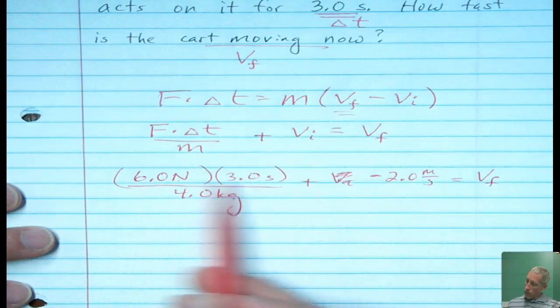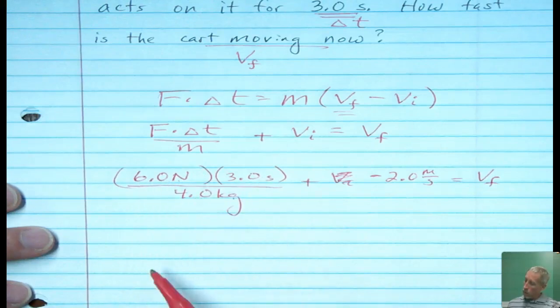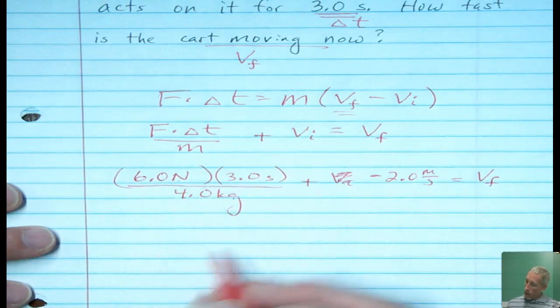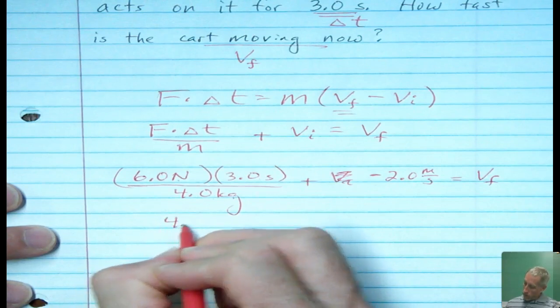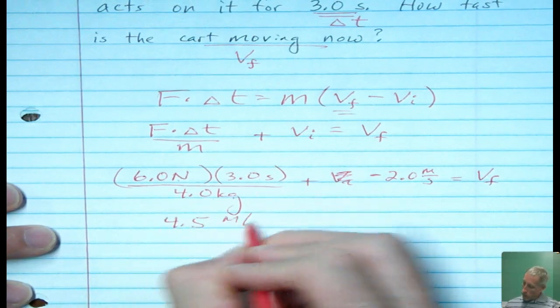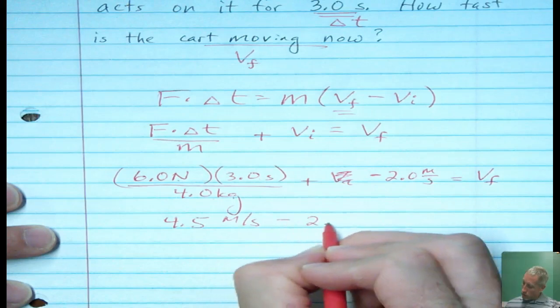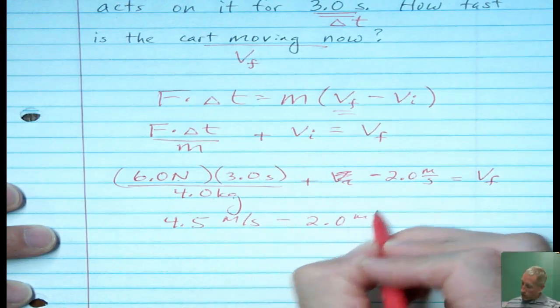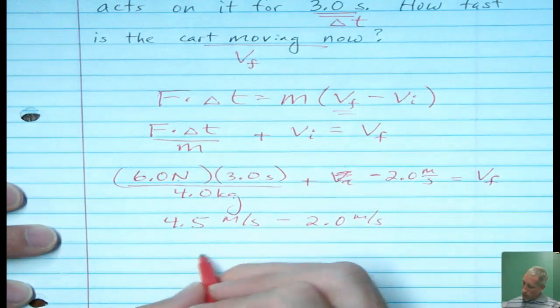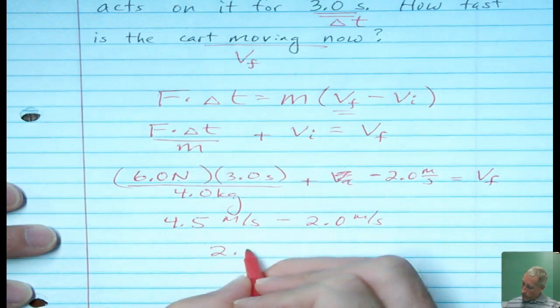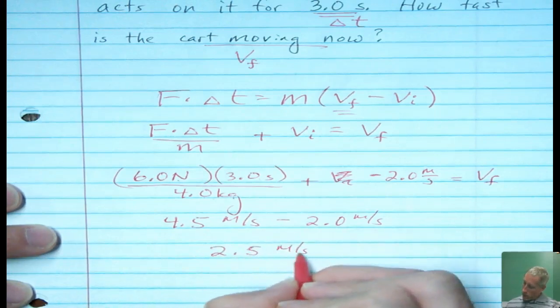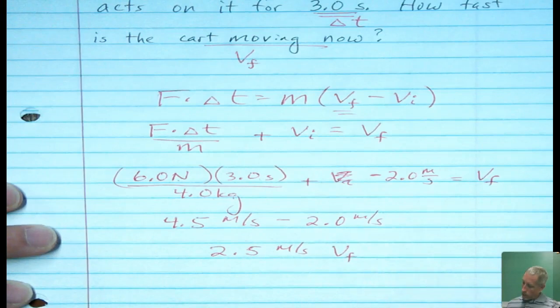So what do we have here? We got 18 on top divided by 4. That's 4.5, 4.5 meters per second. And we're going to subtract 2. It's equivalent to adding a negative 2, which means we have 2.5 meters per second as our final velocity.